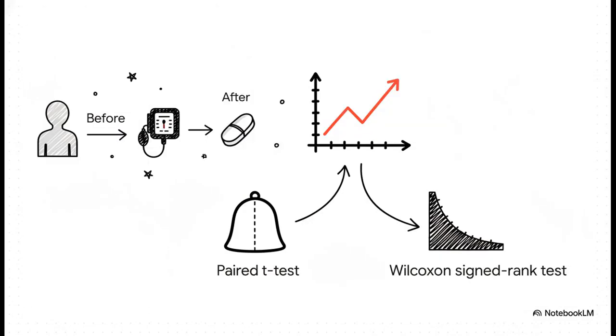Let's do another one. This time, you're measuring a patient's blood pressure before and after they receive a treatment. Okay, this time the data is paired, right? It's the same person measured twice. So again, you just check the distribution. If it's normal, you go with a paired t-test. If it's skewed, you use the Wilcoxon signed rank test. The same logical framework guides you right to the correct answer every time.